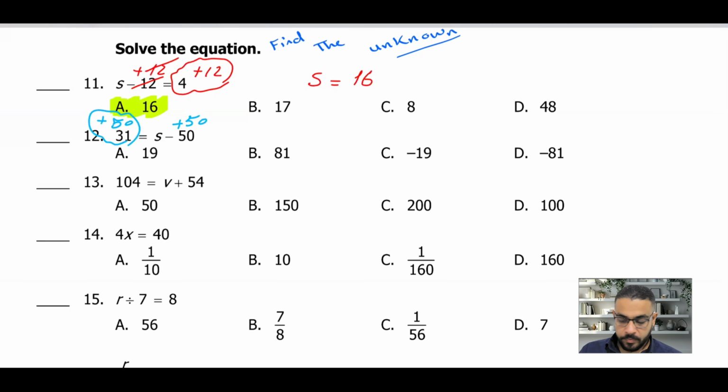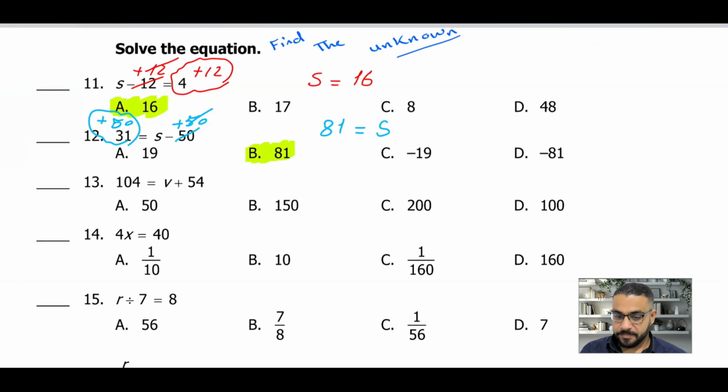Adding the 31 and 50 gives us 81. And canceling the 50 and the negative 50, so S remained. So I got S equals 81. So the correct answer is B, 81.